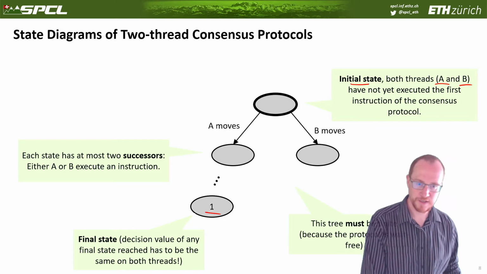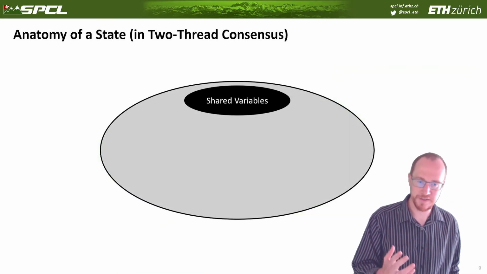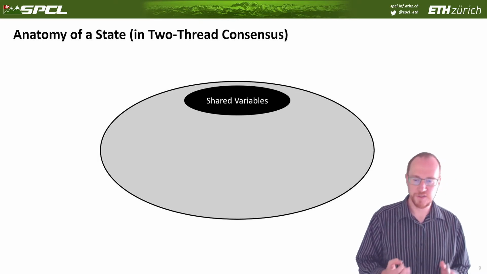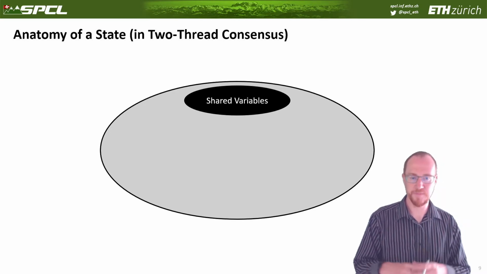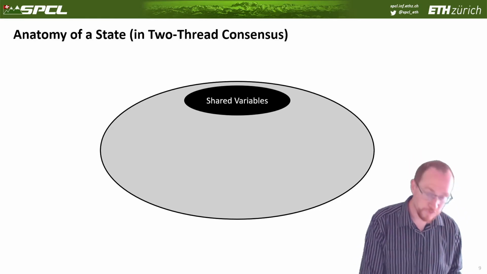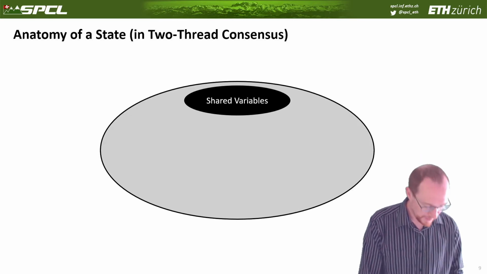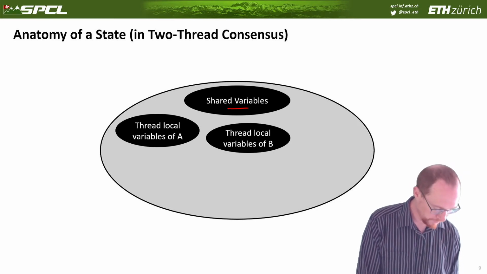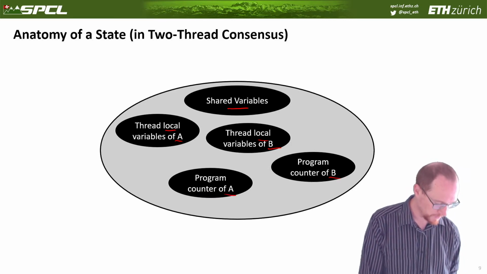So this is now a little bit abstract. What does it really mean to have these states? Let me go into more practical detail of what a state is. The state is really all the different values of all objects and variables inside the program. Now we have two threads, and a state contains both of these threads' state and the shared variables that are shared across the threads. So I have thread local variables of A, thread local variables of B, in addition to the shared state, and of course a program counter for both A and B because they can be different.